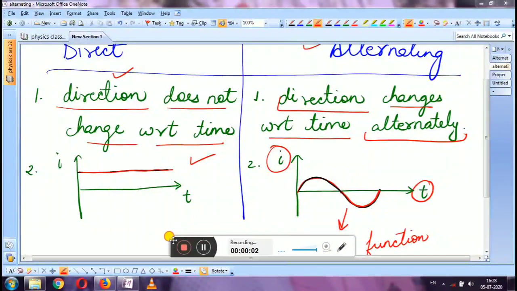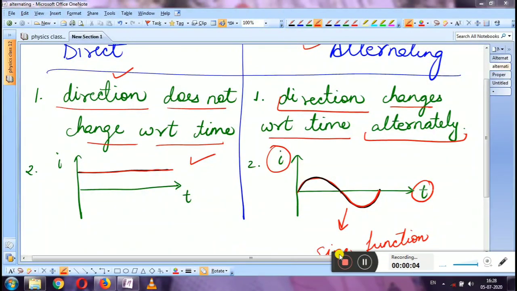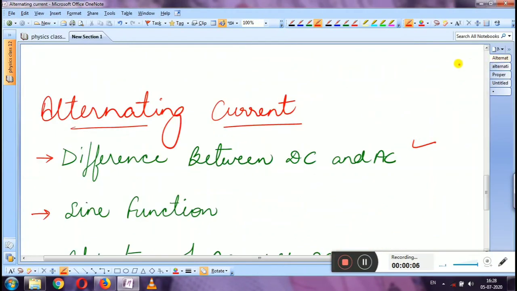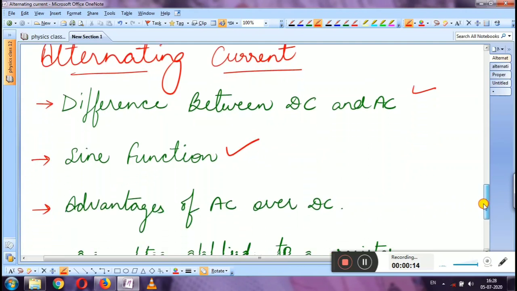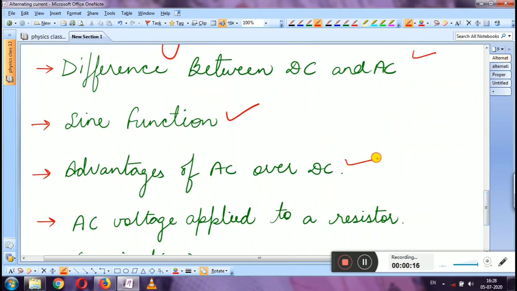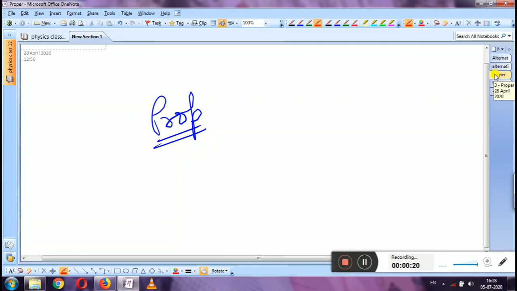After this we will see our next topic to discuss. The next topic was sine function, which we have already taken. Then the next is advantages of AC over DC. So what all advantages are there of AC over DC? We will study all those advantages here.